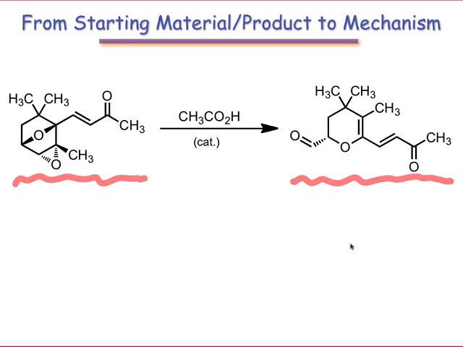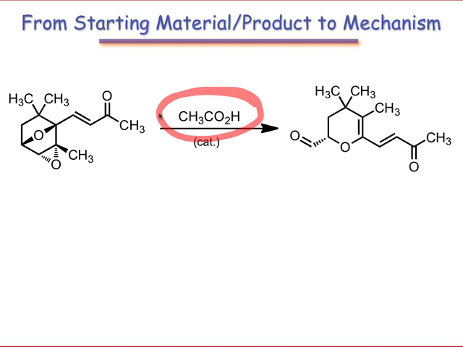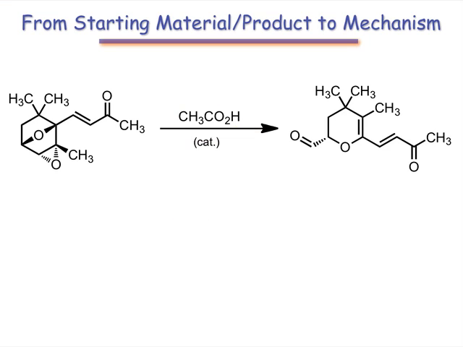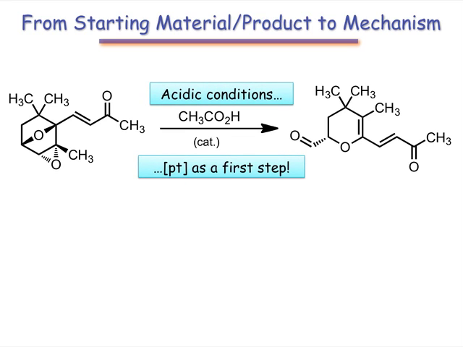When thinking about how to start a mechanism, it's nearly always best to consider the nature of the reagents used, the compounds written over or under the arrow. In this case, acetic acid is the reagent that causes the reaction to proceed. Without it, the reaction wouldn't occur, so it makes sense to use it early on in the mechanism. In fact, the acidic conditions suggest that proton transfer to the substrate is a likely first step.